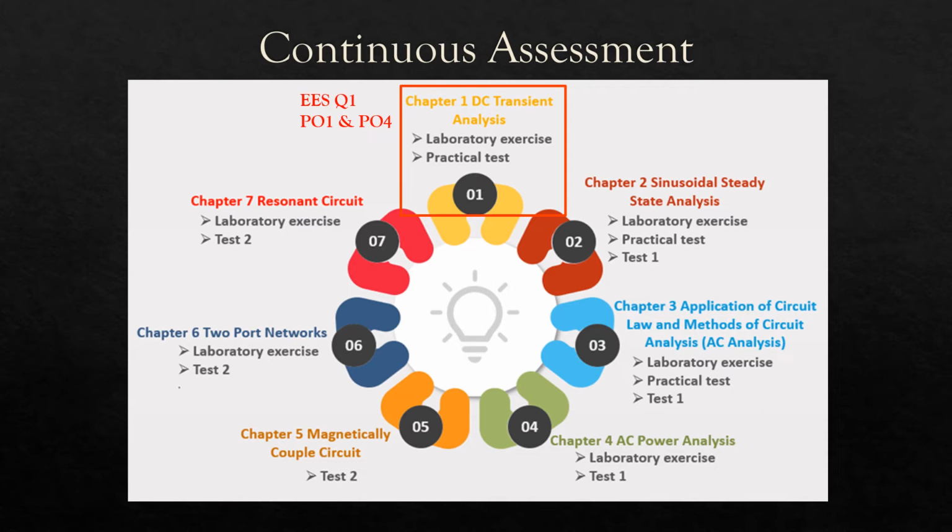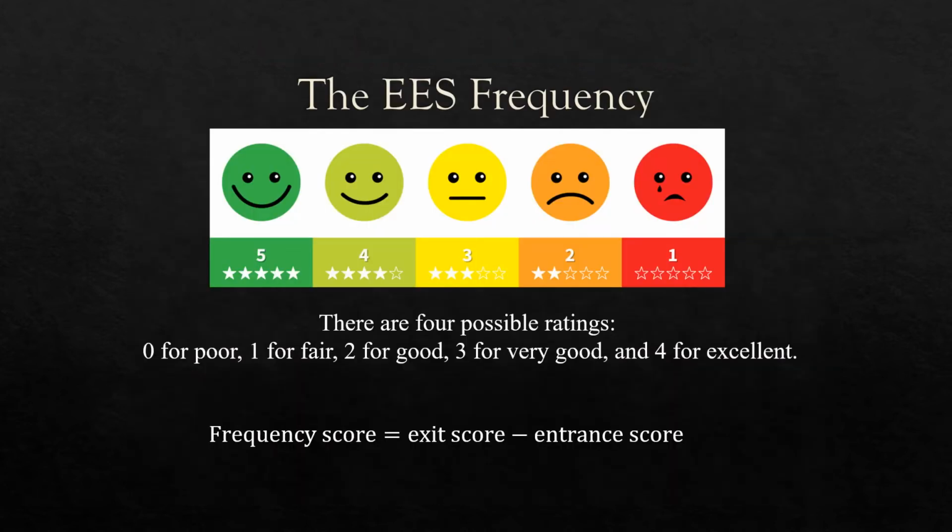So these two POs are mapped to this assessment in topic 1, and it also happens in topic 2 until topic 7. For the entrance exit survey measurement, the system uses a frequency system. There are 4 possible ratings: rate 0 for poor, rate 1 for fair, rate 2 for good, rate 3 for very good, and rate 4 for excellent.